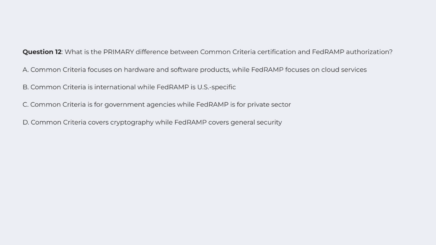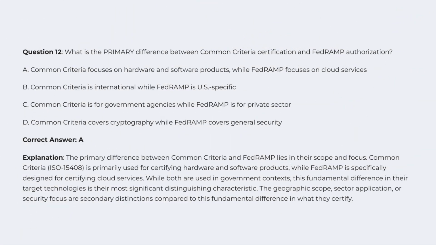Correct answer, A. Explanation. The primary difference between Common Criteria and FedRAMP lies in their scope and focus. Common Criteria, ISO 15408, is primarily used for certifying hardware and software products, while FedRAMP is specifically designed for certifying cloud services. While both are used in government contexts, this fundamental difference in their target technologies is their most significant distinguishing characteristic. The geographic scope, sector application, or security focus are secondary distinctions compared to this fundamental difference in what they certify.